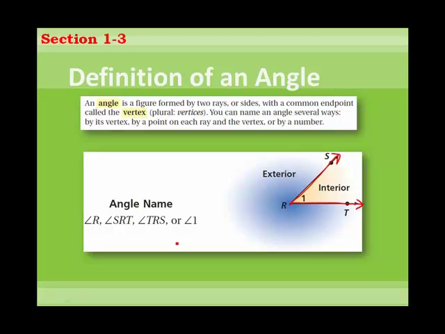So we can name this angle in a number of different ways. We can name it simply by the vertex. We can name it by the three letters that form the angle, so starting here SRT, or we can start here TRS. R, the vertex, is always in the middle when you're naming the angle using three letters, or simply we can place a number in the interior of the angle and call it angle 1.